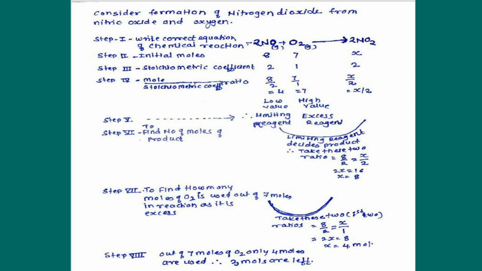मग किती मोल्स ऑक्सिजनचे उरलेले आहेत? 7 minus 4 is equal to 3 moles of O2 is left. Okay, students, followed this problem. So, what are the tricks to solve the problem on limiting reagent?